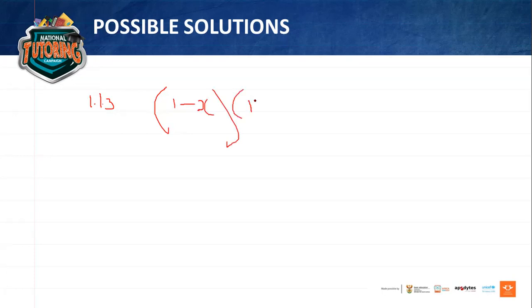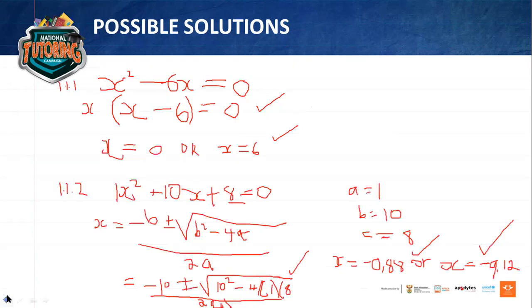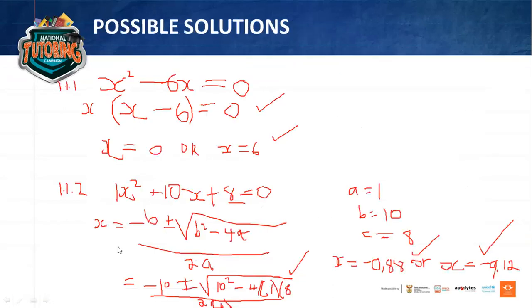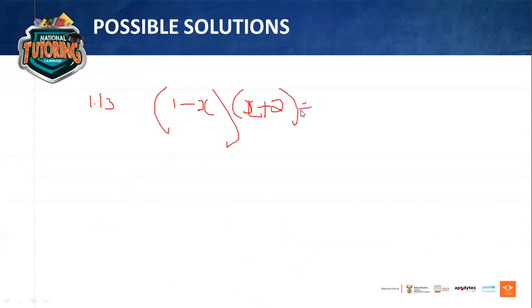So it's 1 minus x, and x plus 2. And what is the inequality sign? Let's check the inequality sign. It's less than 0. So they gave us this, that it is less than 0.